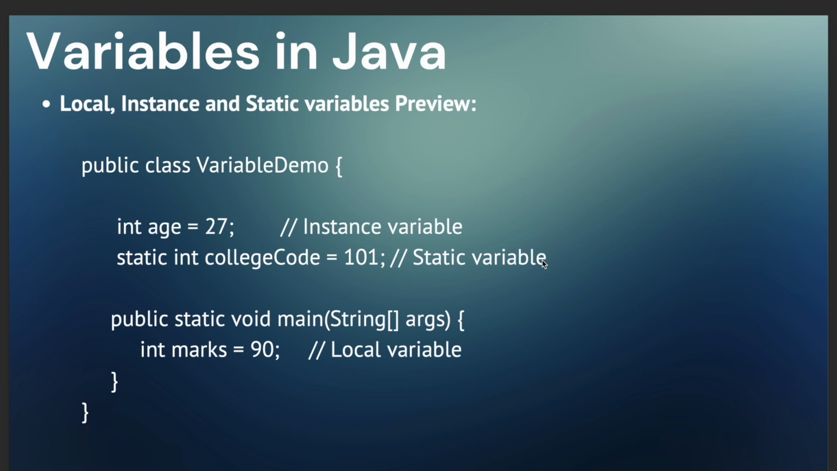Let's take a quick preview. Here, the key difference between these three categories is: local variables like marks are declared inside a method or block. They can only be accessed within that method, and they require explicit assignment before reading. Instance variables like age are declared inside a class but outside any method. Every single object created from this class gets its own copy of this variable. Static variables like collegeCode are declared inside a class with the static keyword. This variable belongs to the class itself, so a single copy is shared across the entire program.